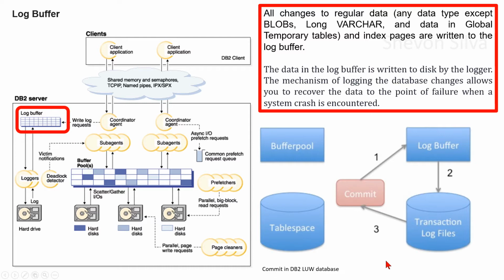Here you can see a commit in a DB2 LUW database, Linux, Unix and Windows. Here, an agent writes a commit record to the log buffer. Then the logger process writes the log buffer to the disk, either immediately or shortly based on mincommit and other factors.